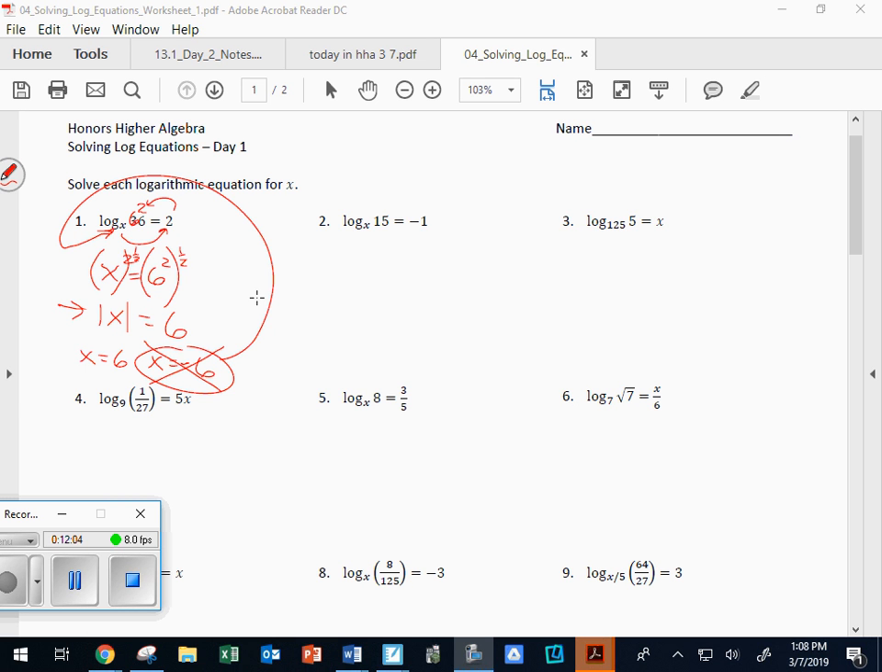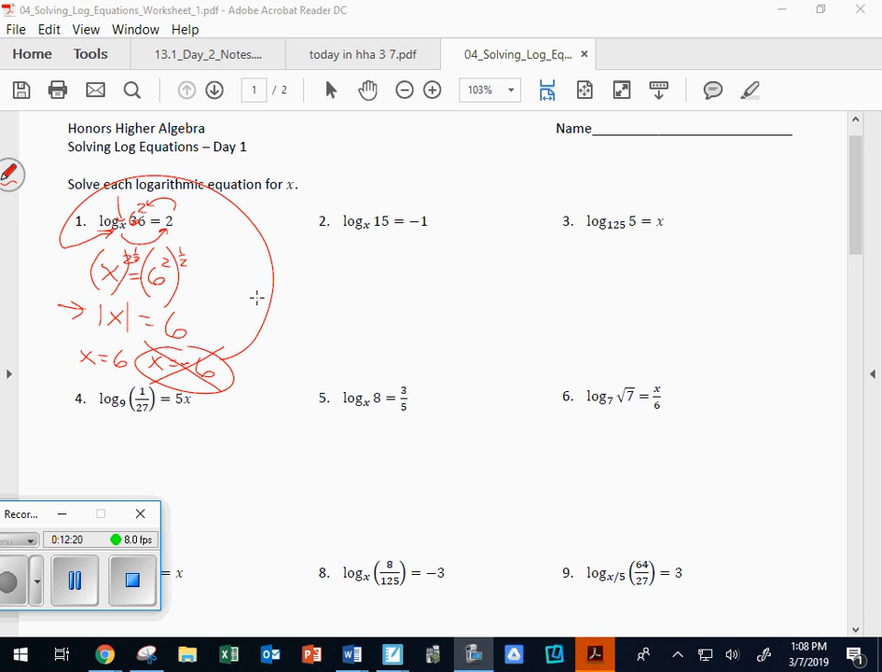Yes? On the key, it says 6. Key's wrong. Teacher forgot to check. Thanks for checking that for me. But do you get that the -6 doesn't work? Because you can see, you can't put negatives in the base there.